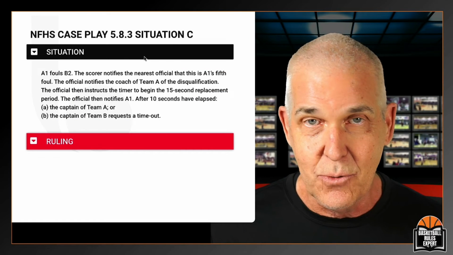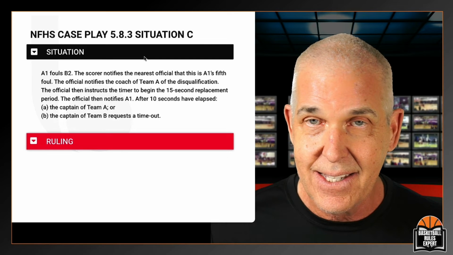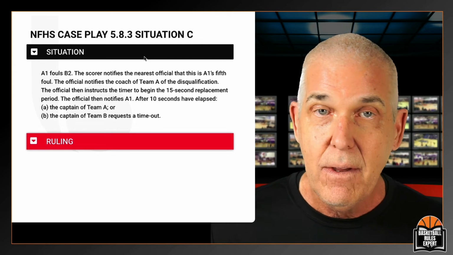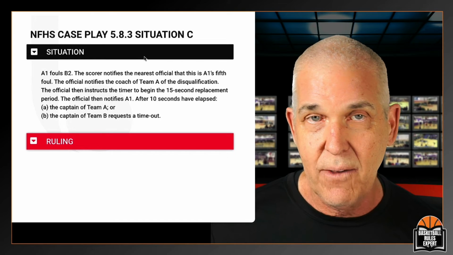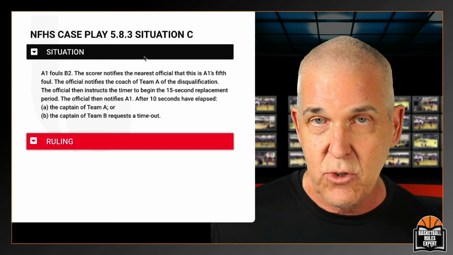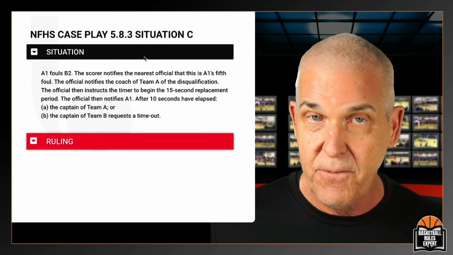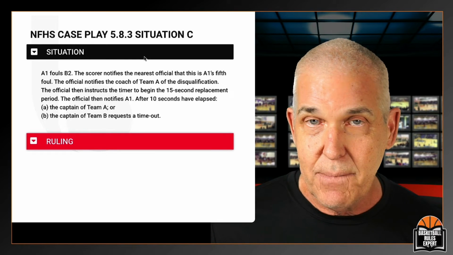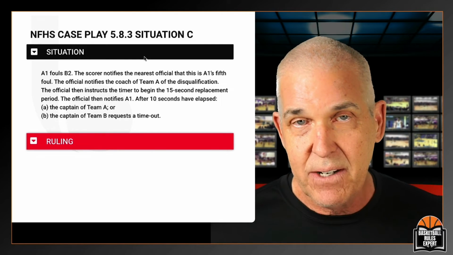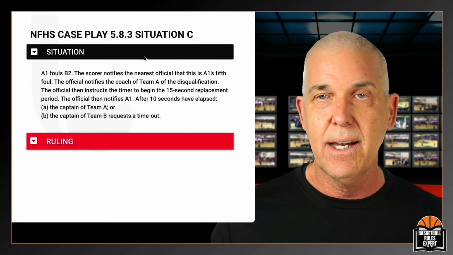A1 fouls B2. The scorer notifies the nearest official that this is A1's 5th foul. The official notifies the coach of Team A of the disqualification. The official then instructs the timer to begin the 15-second replacement period. The official then notifies A1. After 10 seconds have elapsed, the captain of Team A or the captain of Team B requests a timeout.